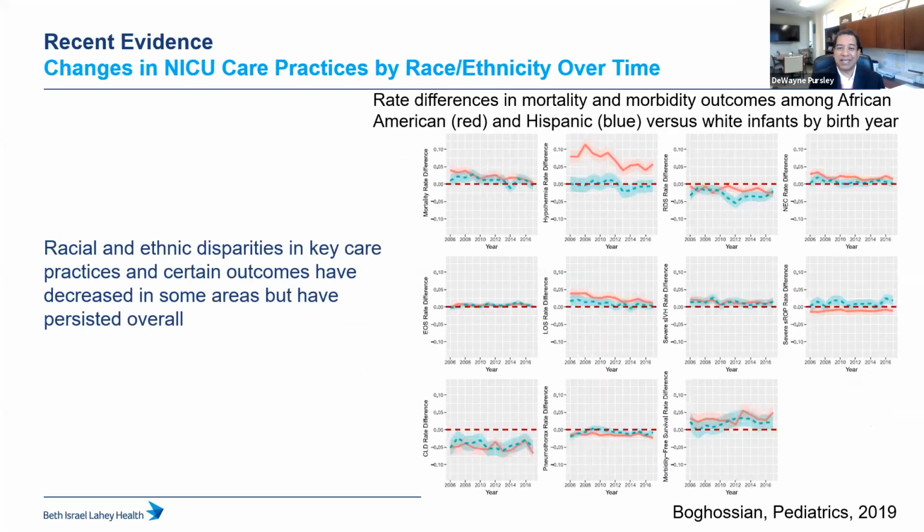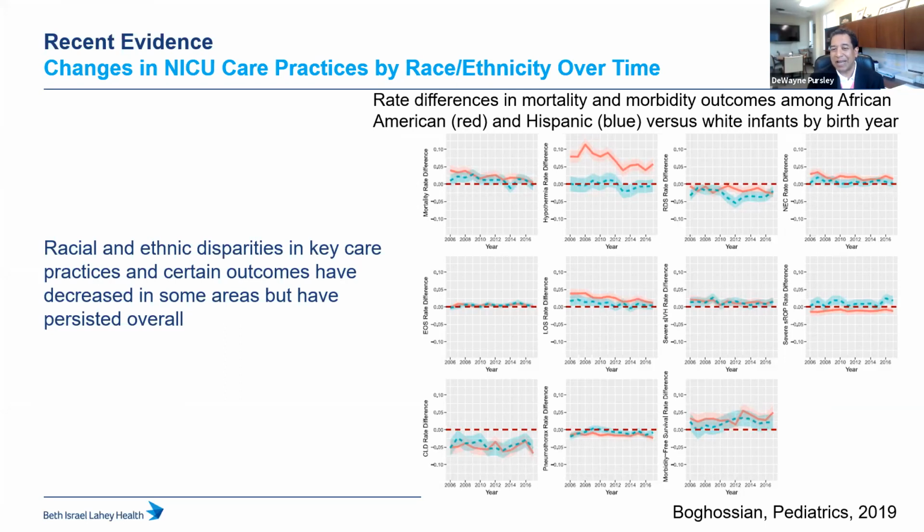Also, using the Vermont Oxford Network data set and a cohort of more than 200,000 infants who were born between 22 and 29 weeks over 12 years, Boghossian demonstrated a decrease over time in racial and ethnic disparities in several care practices and outcomes. These are outcomes with Black patients depicted in red and Hispanic patients in blue, relative to the majority population, depicted by the dotted line.